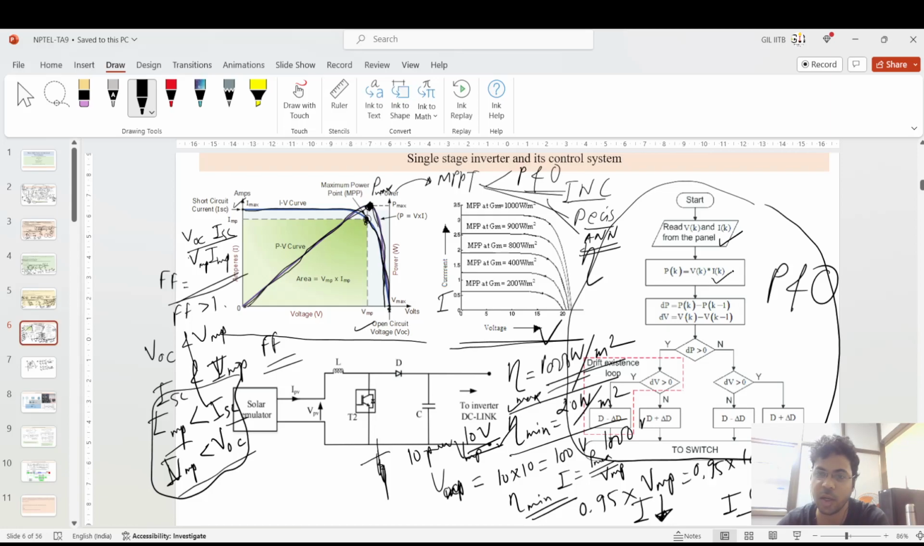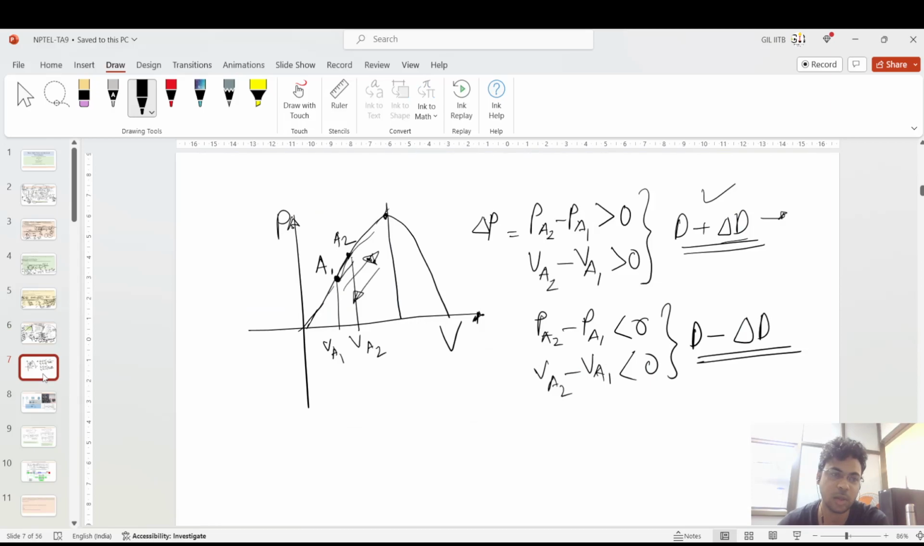In this algorithm, it is monitoring Vk and Ik, then multiplying them to get the power, and calculating the change in power and the change in voltage. Then, based on the delta P and delta V logic, you change the duty cycle of the switch, okay. So this is the P&O method, and this duty cycle is given to the T2 transistor, that is a MOSFET or IGBT, okay. So this is the main crux of this discussion.